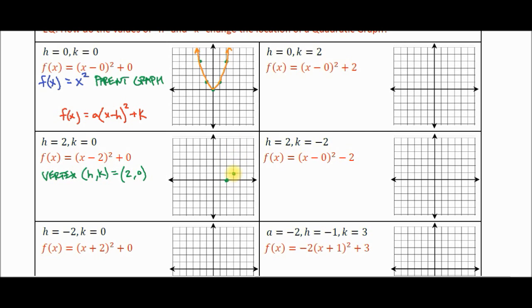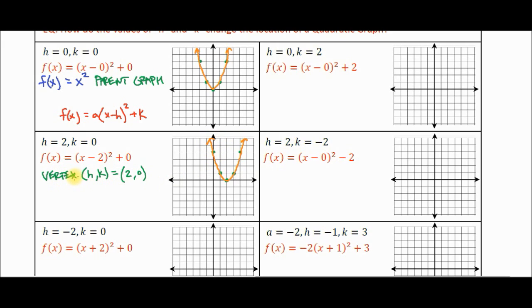Our other points, because a is 1, our shape is going to be exactly the same as the shape we had on the previous graph, our parent graph. It looks identical. The next point here, we just go 1 over and 1 up, and then we go over 2 from the vertex and up 4. So we're plotting points at 3, 1 and 4, 4. And we're plotting a point at 1, 1 and 0, 4. Let's go ahead and connect those together. You can see, class, that the direction of the parabola is exactly the same. The shape or the width of the parabola is exactly the same.